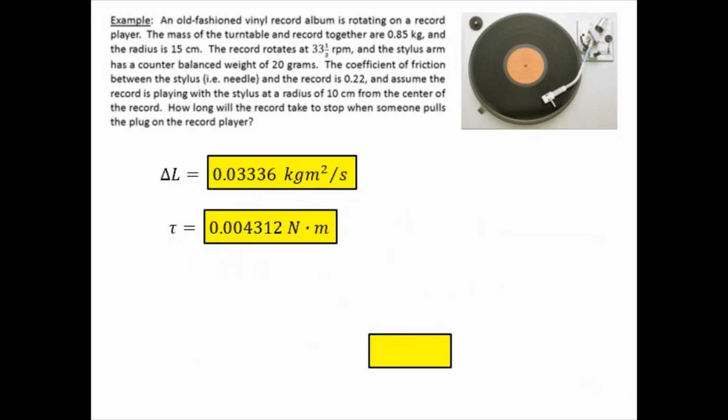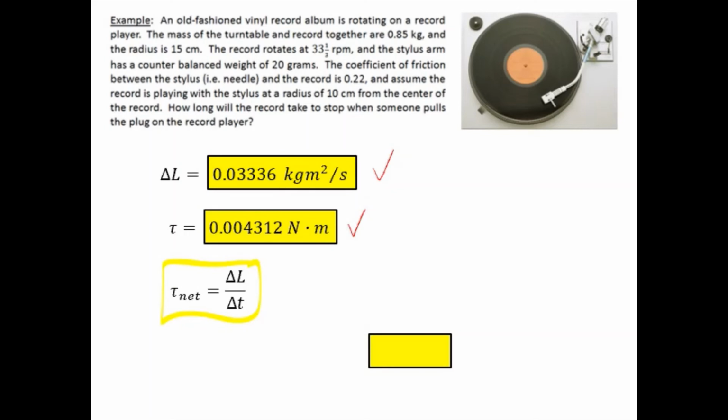So to finish this up, we now say, all right, we know that our angular momentum change is this amount, 0.03336. We know our net torque from the friction is 0.004312. And then we know that the law says that if you have a net torque applied to a rotating system, the average net torque is going to be equal to the time rate of change of the angular momentum.